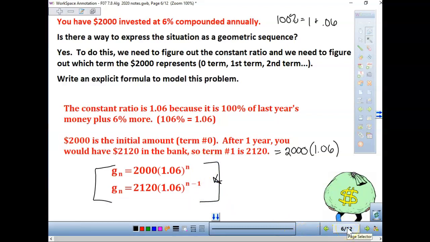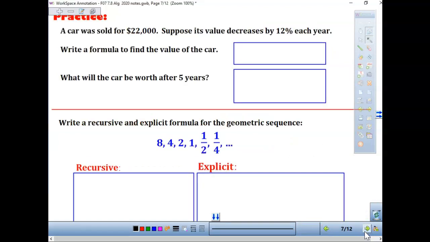So now we want to take a look at that next one down. It talks about you're selling a car sold for $22,000. Suppose it has a decrease of 12% a year. Meaning we want to take our 100% and subtract 12%. So 100 minus 12 is going to give us 88. 88% as a decimal is 0.88. So be really careful for that when you're looking at it.